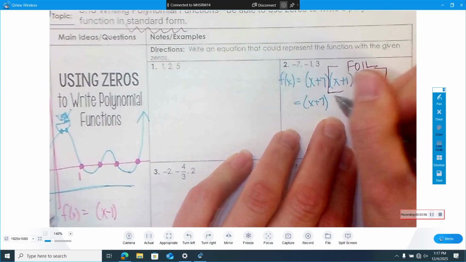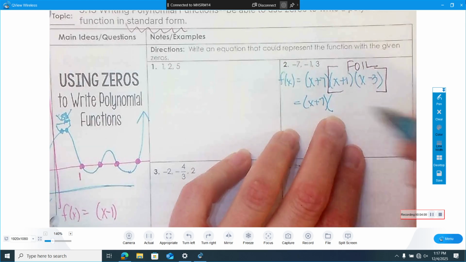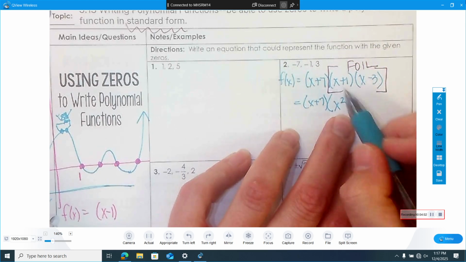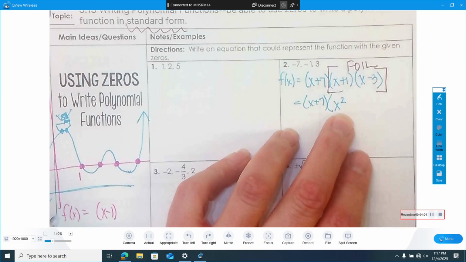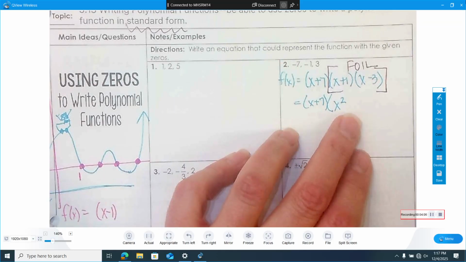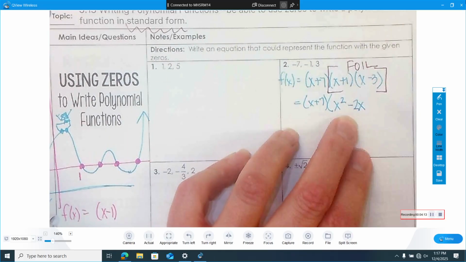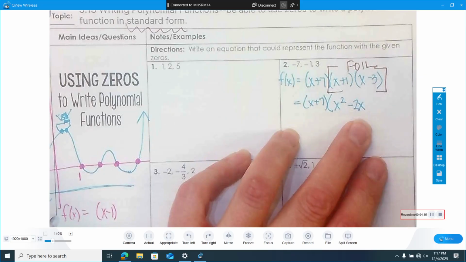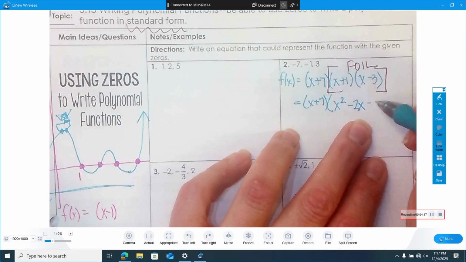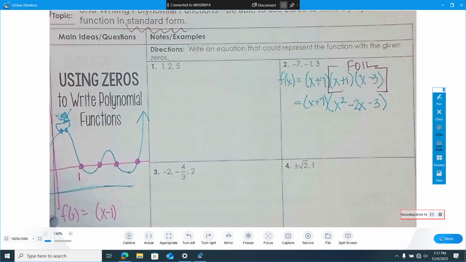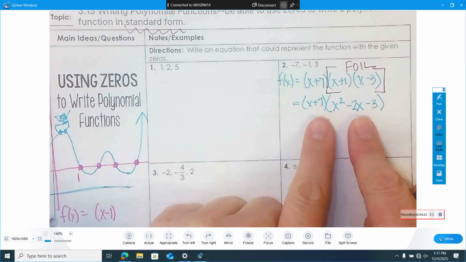x times x is x squared. The outside would be -3x. And the inside is plus 1x for a grand total of -2x. So I'm doing a couple of steps in my head. And then last times last is -3. Okay, are you with me? Okay. And then from here, we need to multiply these together.